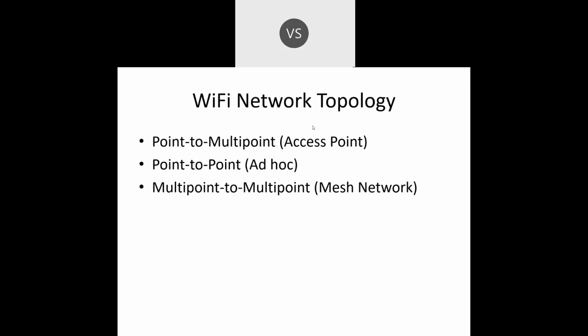What is a Wi-Fi network topology? It's point to multi-point, point to point, multi-point to multi-point. So there are different types of network topology. Like point to multi-point, it will be an access point. It means you set up one router, and from that router all the devices are going to be connected. That's the access point based network.